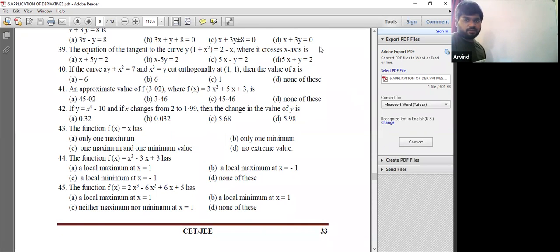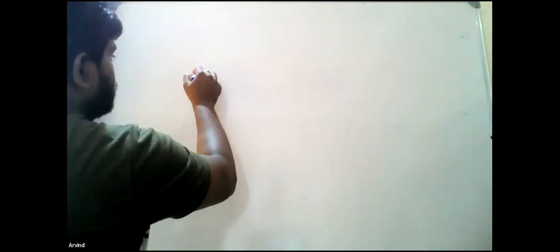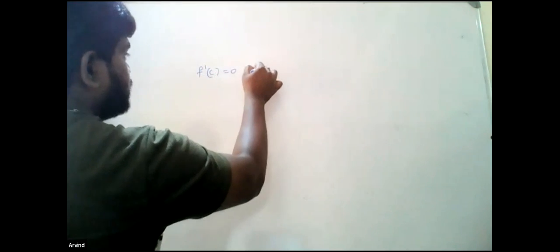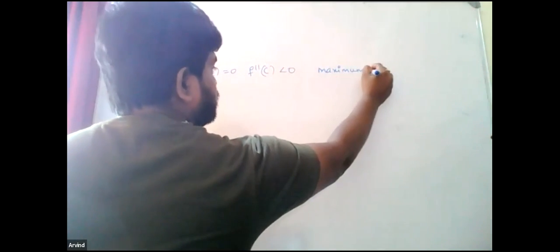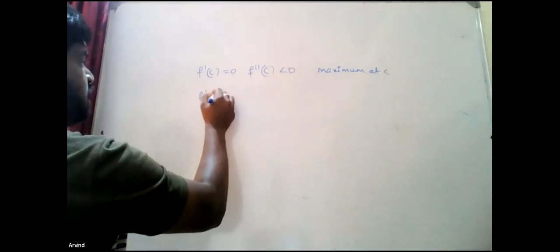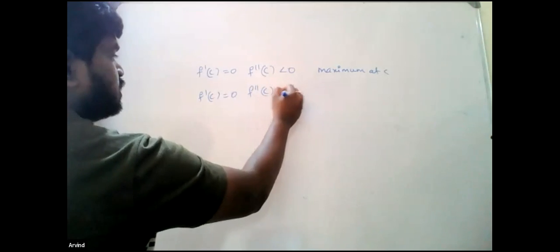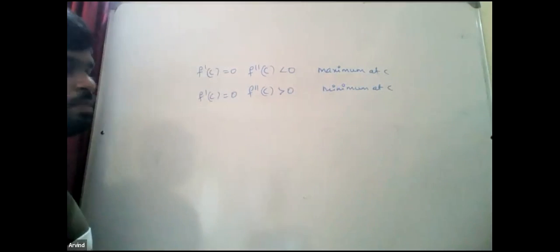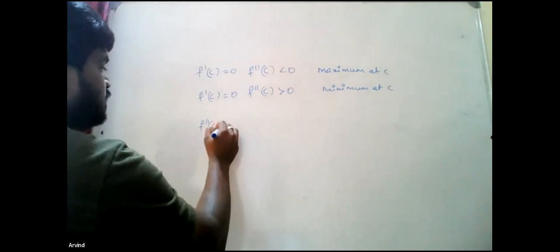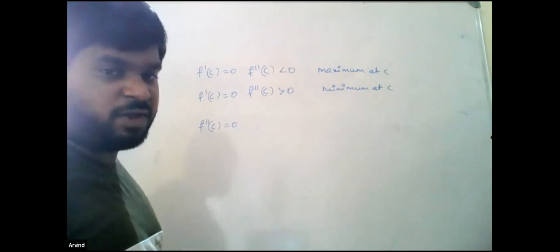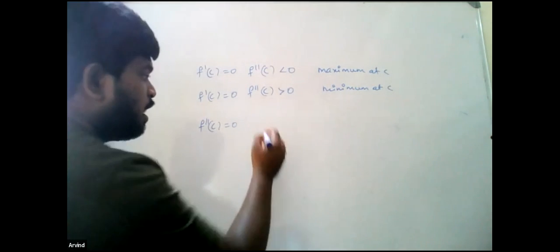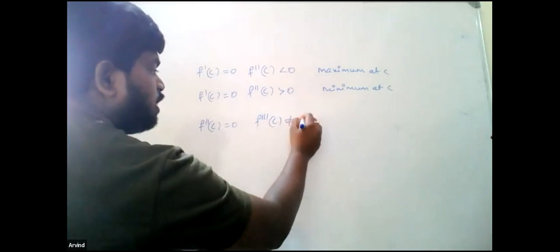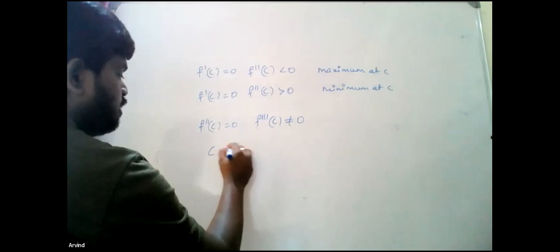Before getting into it, yesterday I had given this rule. I'll just repeat it again. Second derivative test. It's very, very important. So if the f dash of c is 0 and f double dash of c is less than 0, you will have maximum value at c. Okay, f dash of c is 0, but f double dash of c is greater than 0, you will have minimum at c. Then suppose f dash of c is 0, f double dash of c is also 0, then the test fails and at this point you have to check f triple dash of c. If this is not equal to 0, then c is a point of inflection.